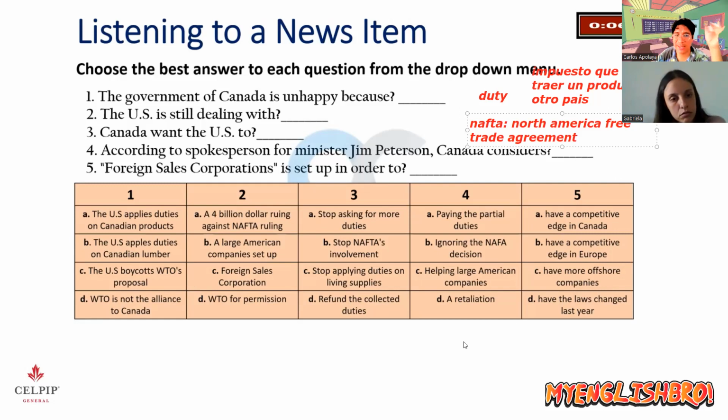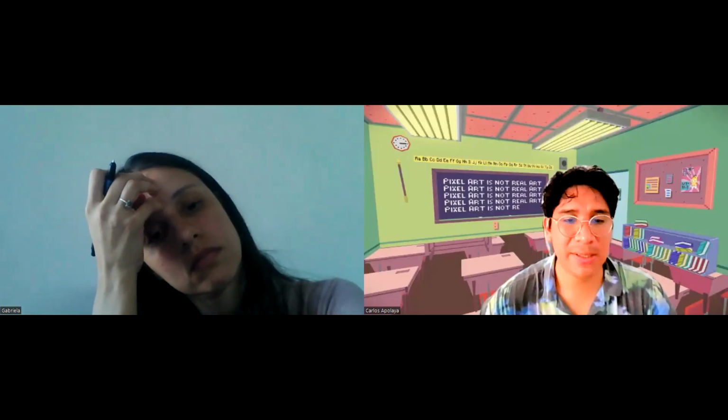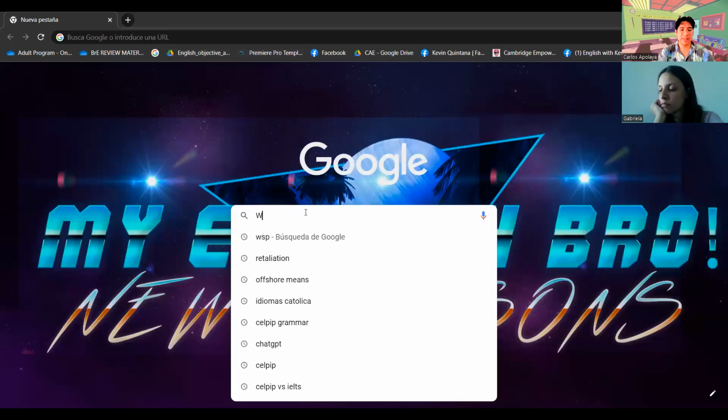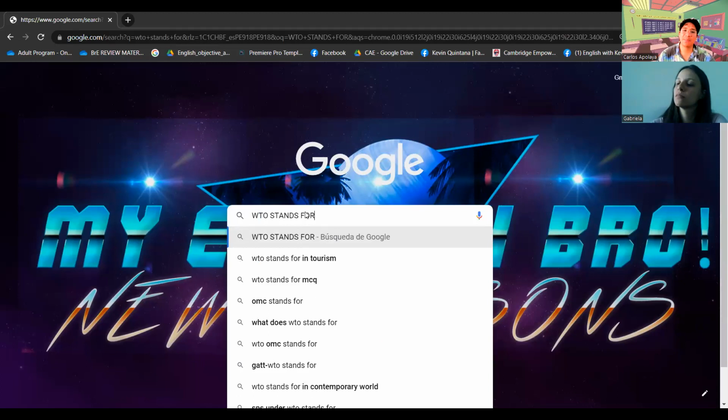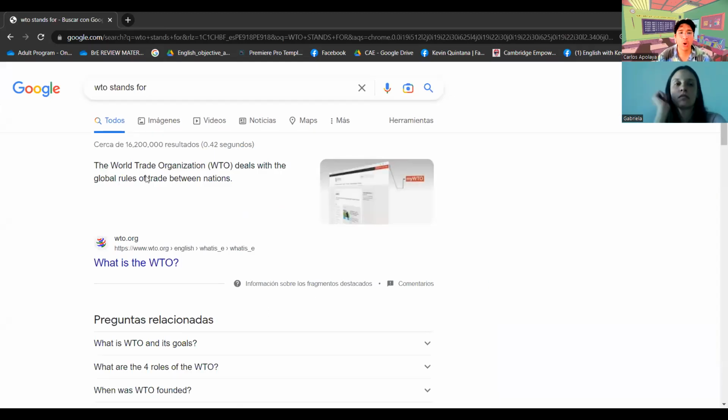Sí. Son las siglas, no deben de ser las organizaciones. El WTO. Ahora vamos a buscar el WTO para que quede más claro el concepto. ¿Pero qué significaba duty? El duty es el impuesto que se paga. Entonces aquí empezamos. WTO Stanford. ¿Qué representa el WTO? Es el World Trade Organization.